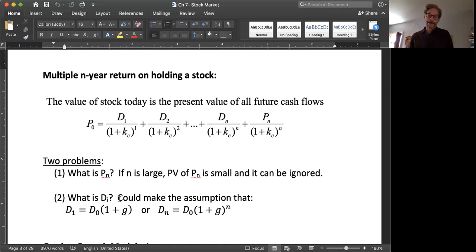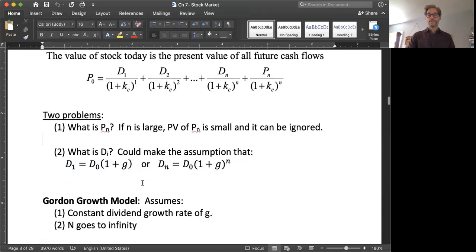The other thing I don't know is what future dividends are. But I could make an assumption that if I know what the dividend today is, those dividends are going to grow at a constant rate. We call that G. So in other words, if I know what the last dividend was, the dividend next year is just going to be 1 plus G times the last dividend. Or extending this out into the future, using future value, the dividend n periods from now is just going to be the last dividend times 1 plus G to the n power.